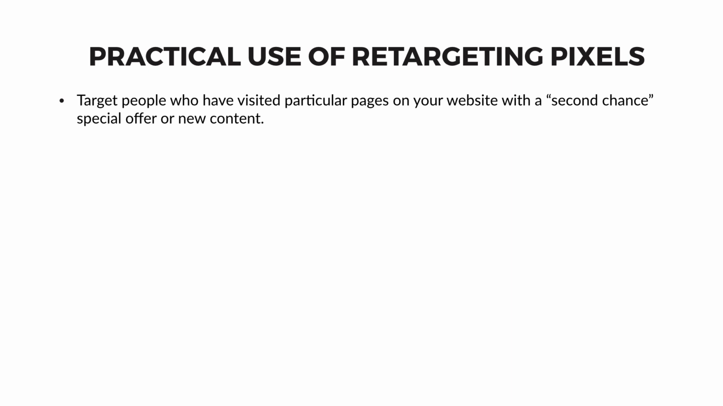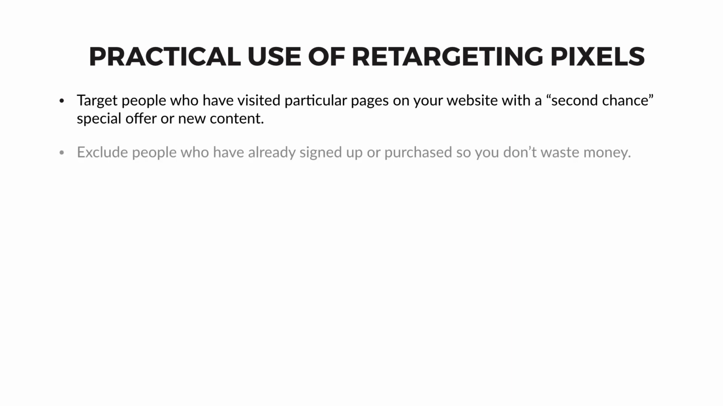Exactly. So you'd create two different audiences, one for someone who has been to your site, and then one for someone who has been to your site and got to the thank you page, and then you can exclude that second audience from your ads. You've already got their email address. They've already purchased a product from you. No use to spend money on them anymore.